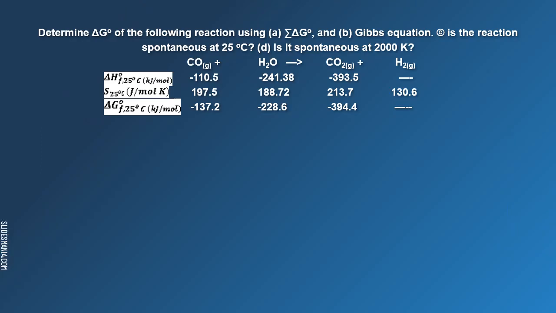So given our two temperatures, 25 degrees Celsius and 2000 Kelvin, which is around 1700 degrees Celsius, is it spontaneous at 25 degrees Celsius? Yes, because 25 degrees Celsius is a low temperature. Now, is it spontaneous at 1700 degrees Celsius? No, because 1700 degrees Celsius is a high temperature.